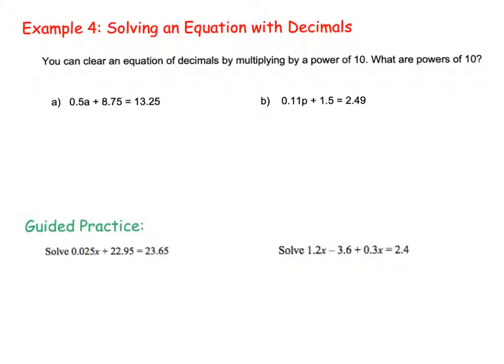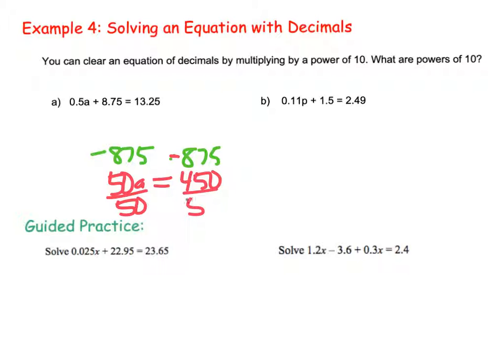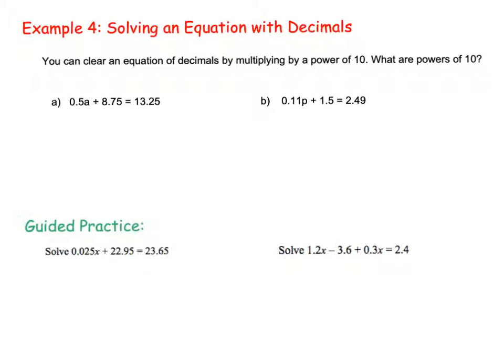I'm going to go ahead and undo the added subtracted term first. So I'll subtract 875 from both sides. You get 450 over here and 50A over here. Divide both sides by 50 to finish, and then there's the trick of crossing your zeros out, and 45 divided by 5 is 9. So that was a lot easier than having to deal with those decimals. That's A.